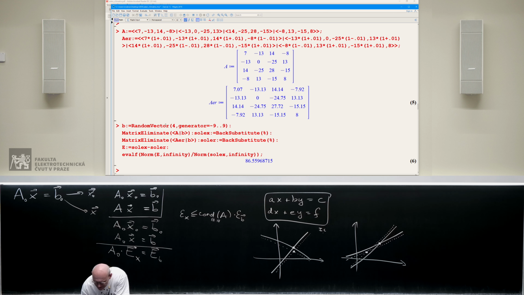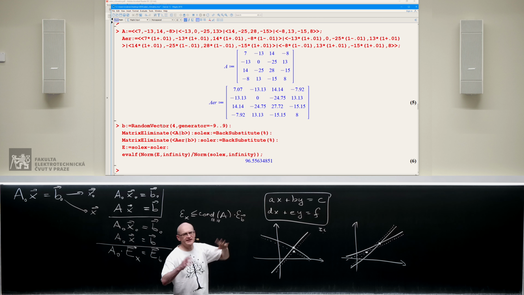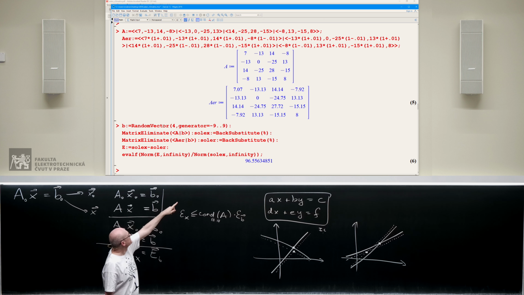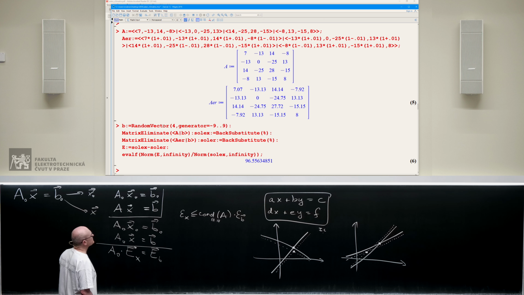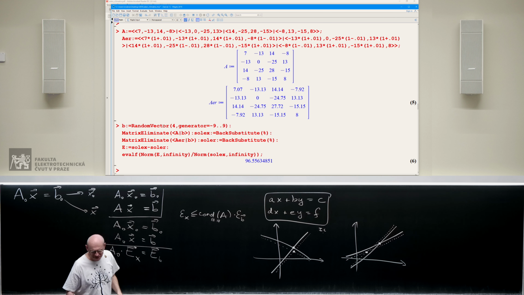It really depends on luck. This matrix is rather small, so the variability is not very large, but when you try this for large matrices, you can get sometimes very small numbers, sometimes insanely huge numbers. This is almost 100, so it means 10,000 times magnification of error. This is really bad. So one can play with it and see what happens.